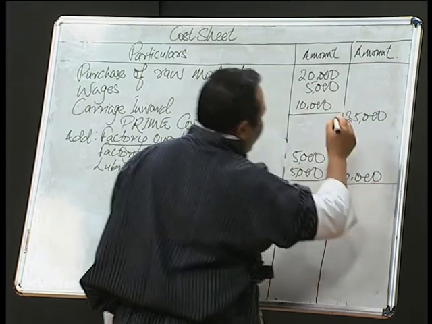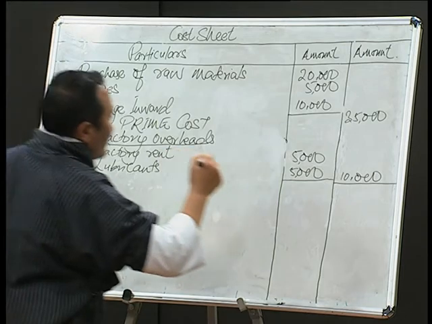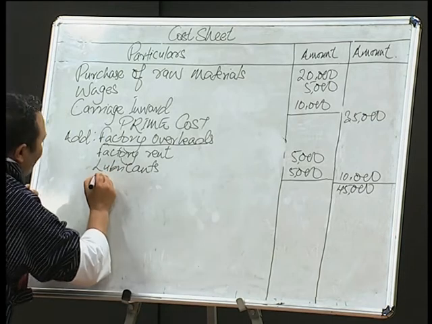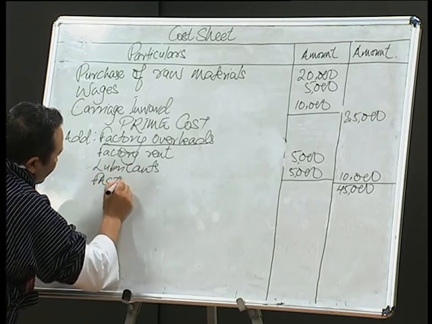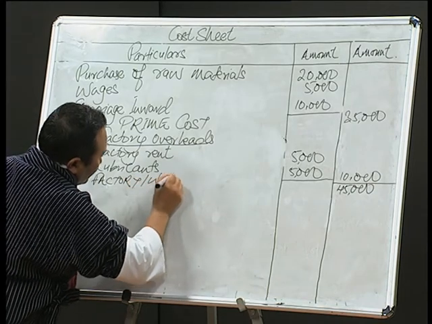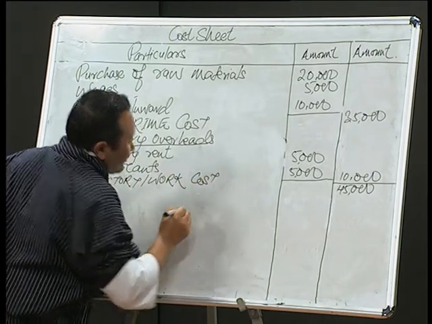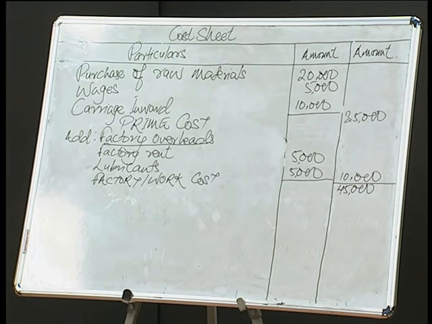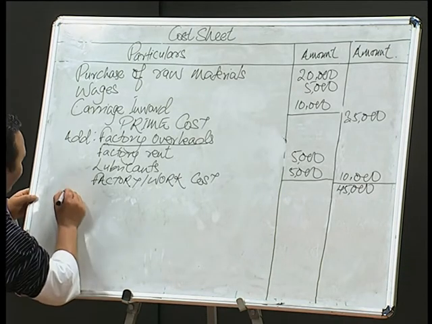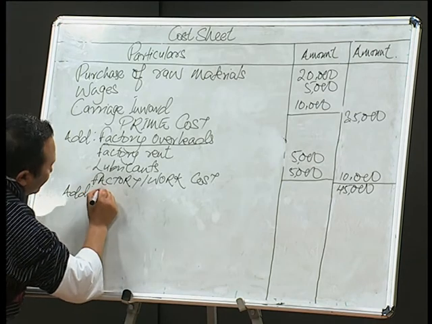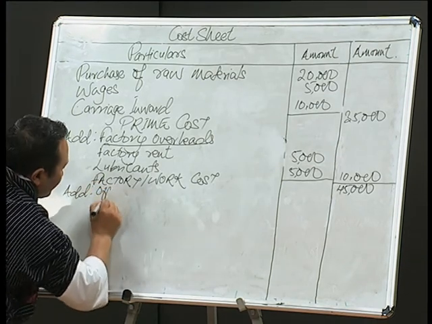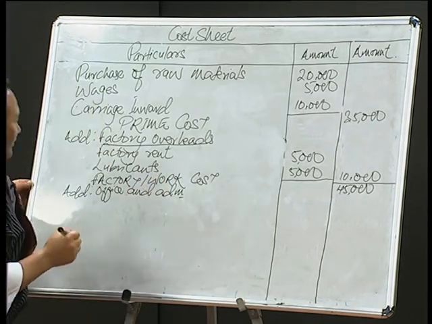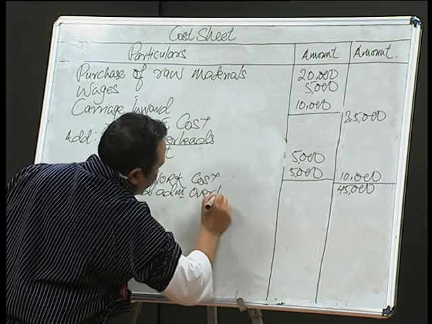So 35,000 plus 10,000 we get 45,000. This 45,000 is our factory or work cost. Hope it is clear till this point. Now on factory cost, we add office and administrative overheads.